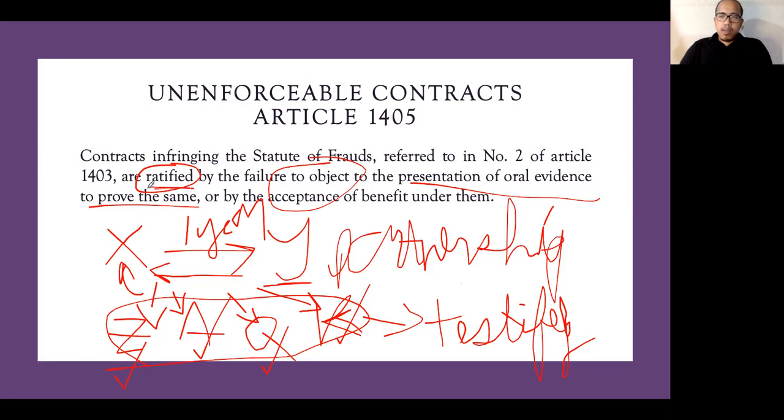Pag ganun uli, no? Kunyari si X at si Y, nag-usap, tawag dito, contract of lease. Period of 2 years. Contract of lease for 2 years. Ano yan? Dapat nakasulat for it to be enforceable. Pag hindi nakasulat, unenforceable. So supposedly unenforceable na.